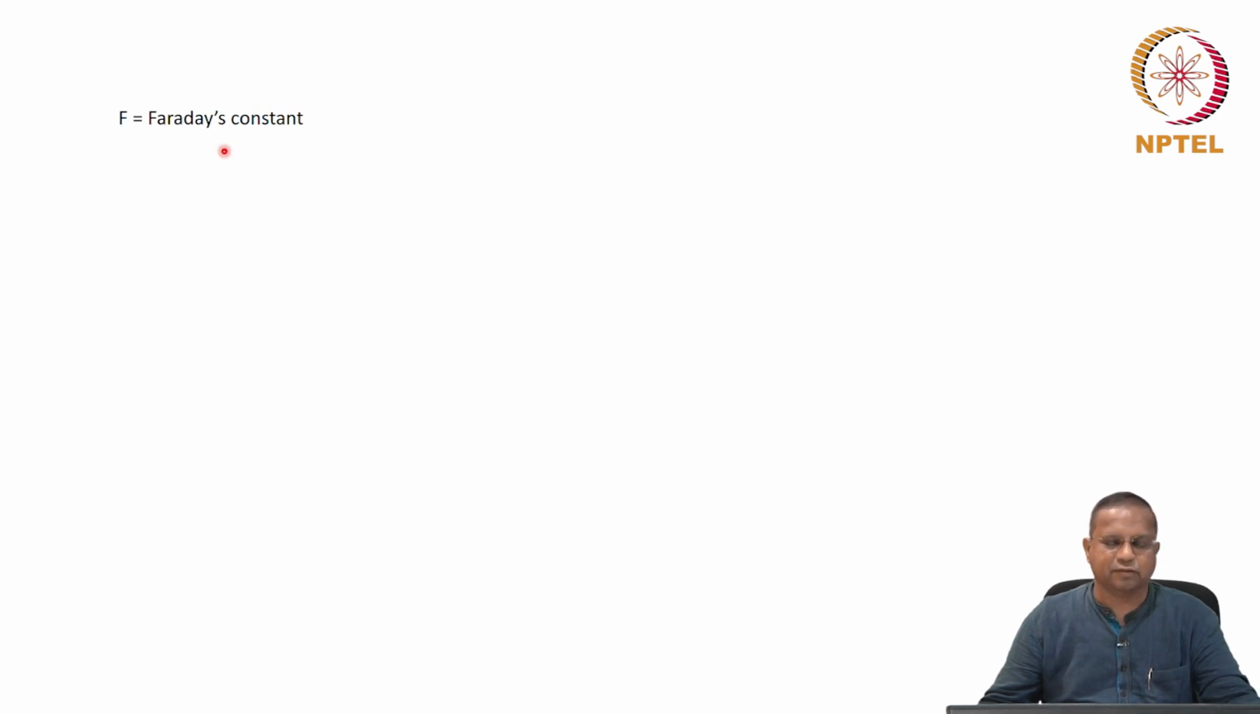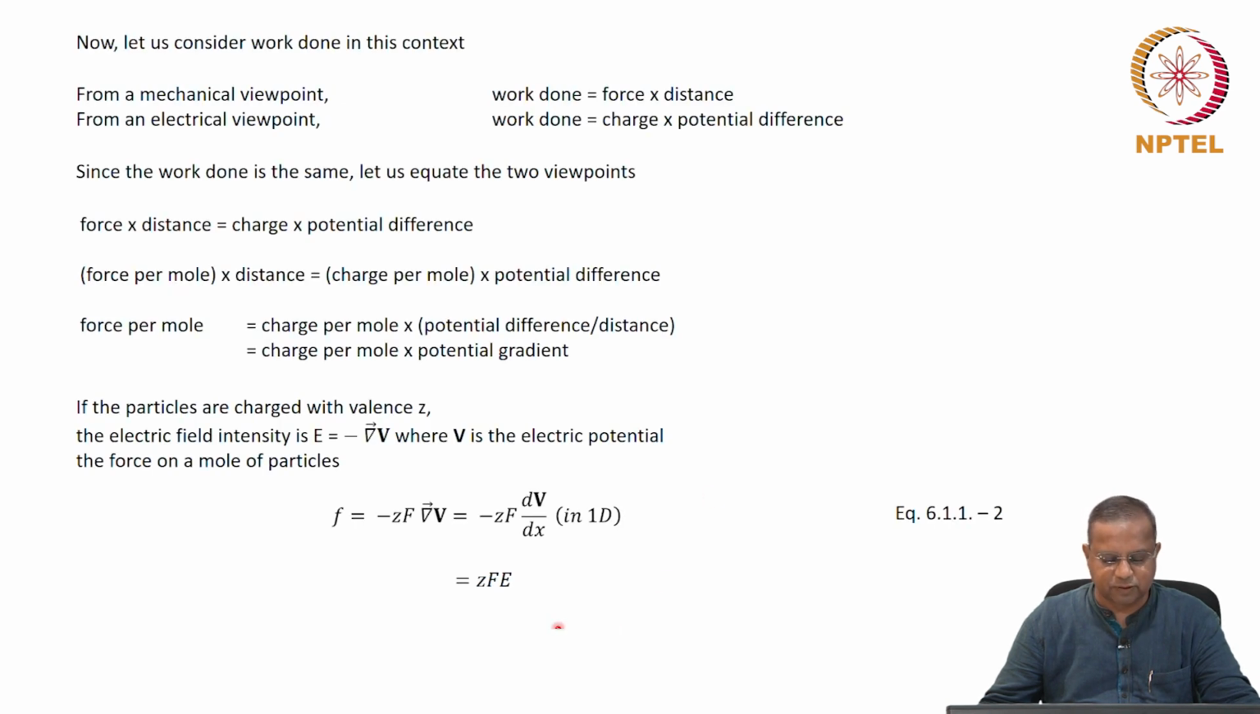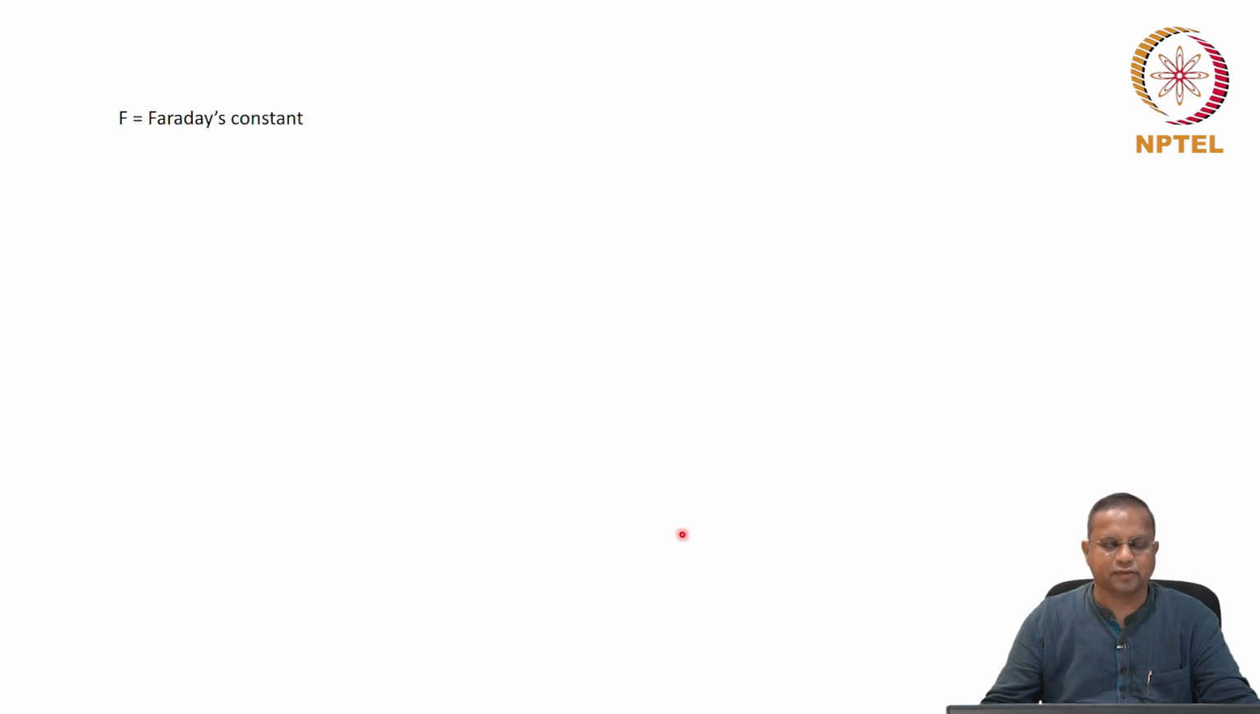F is called the Faraday's constant, as you all know. Note where it comes about. It's the constant of proportionality between ZE and f, right? The force on a mole, you divide it by the valency times the electric field intensity. That's the Faraday's constant. This is its significance. Just make a note of this.